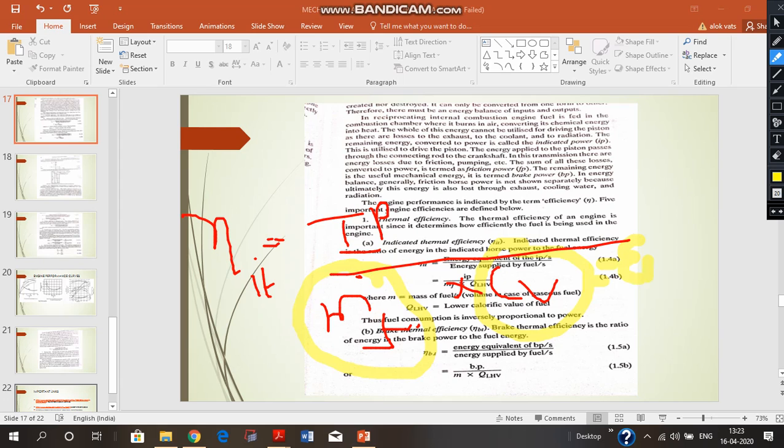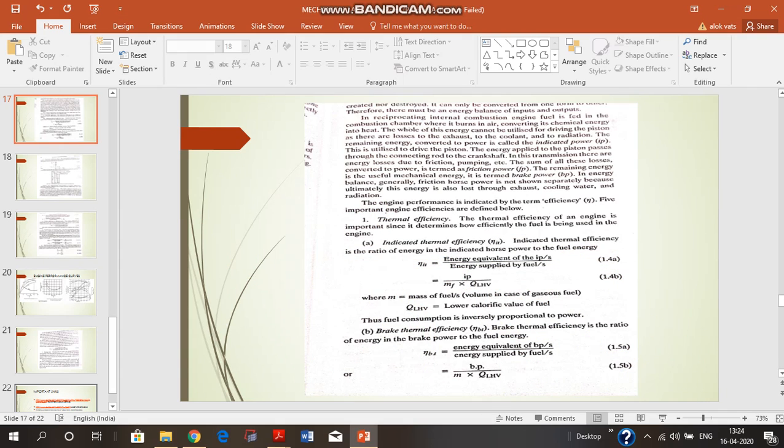Energy supplied by the fuel. And we can also highlight it this way. It is situated in the denominator. We can see this term, energy supplied by the fuel, and we have also seen its unit. It is in kg per second. So the ratio of IP divided by m_f dot into CV gives an account of the indicated thermal efficiency of the engine. Similarly, we have the brake thermal efficiency.